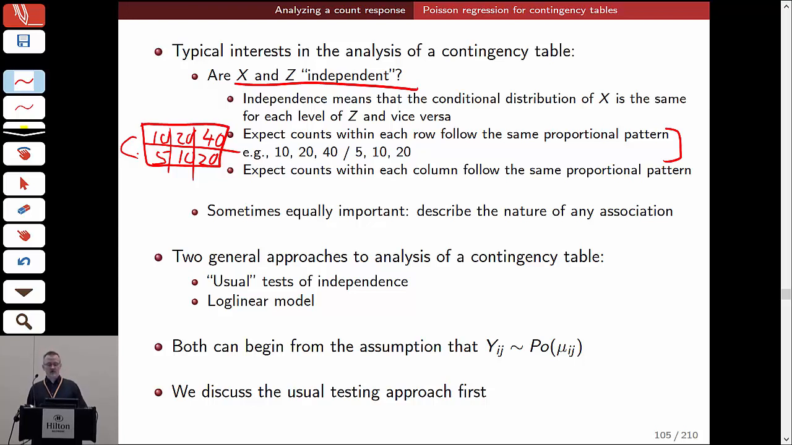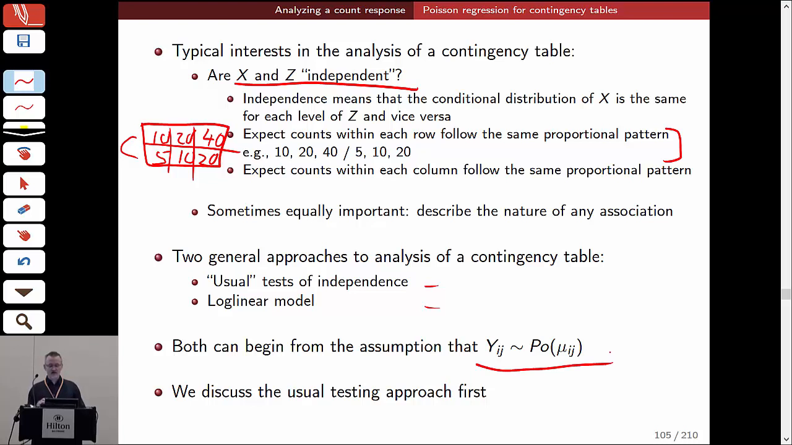Sometimes equally important, though, is not just to say whether or not the 2 variables appear to be independent, but to be able to describe the nature of the association. And that's one of the drawbacks of the testing approach to contingency table analysis. You don't really get a good understanding of the nature of the association. So we're going to do both of these approaches.